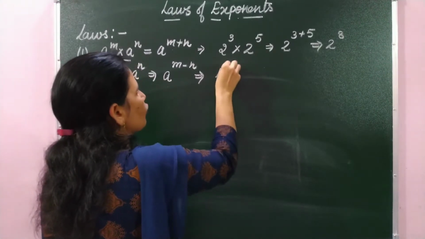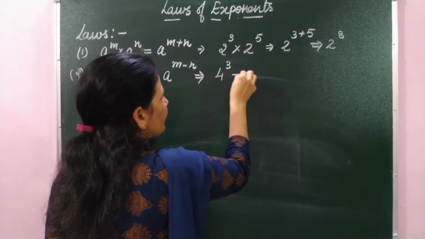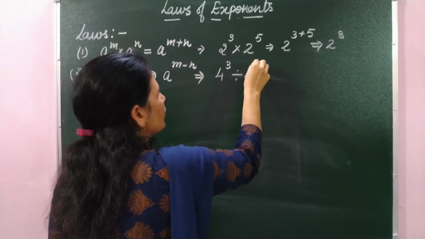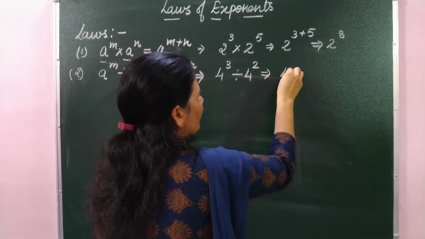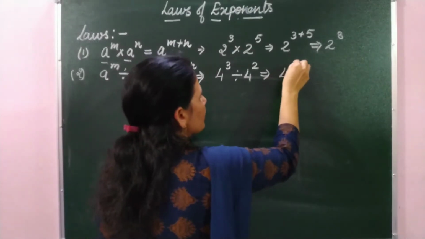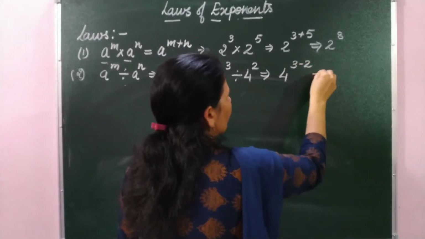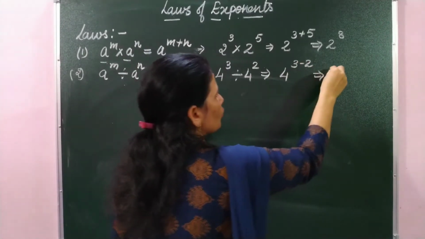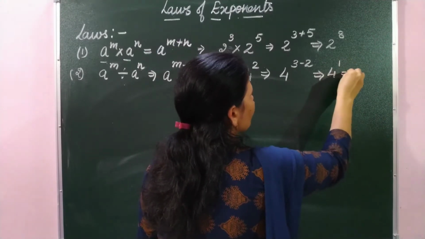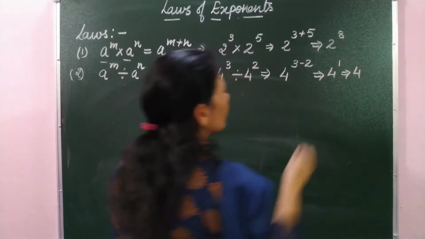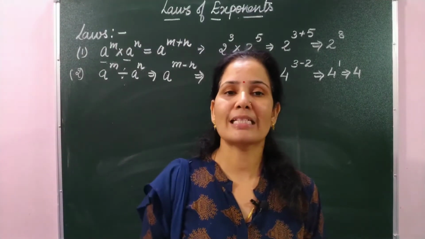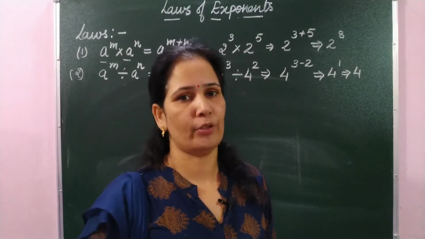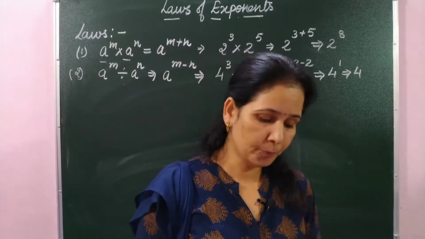For example, 4 raised to the power 3 divided by 4 raised to the power 2. So how to solve this one? We will write a common base 4 and then we will subtract their power. So here we will write 3 minus 2, that means 4 power 1, and we are not showing 1. So directly here I write the answer 4. Okay, students. So this is the second law of exponent.